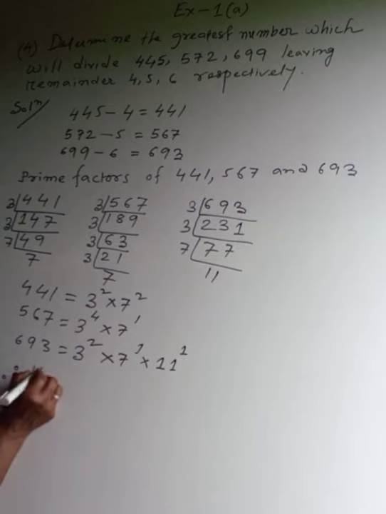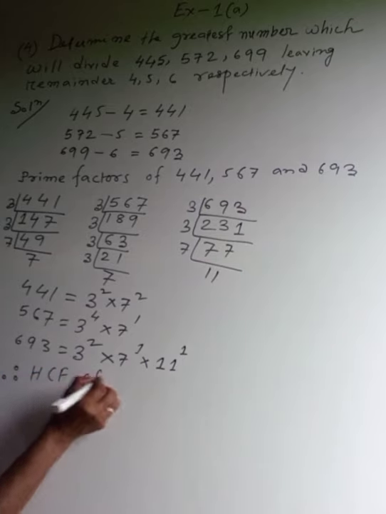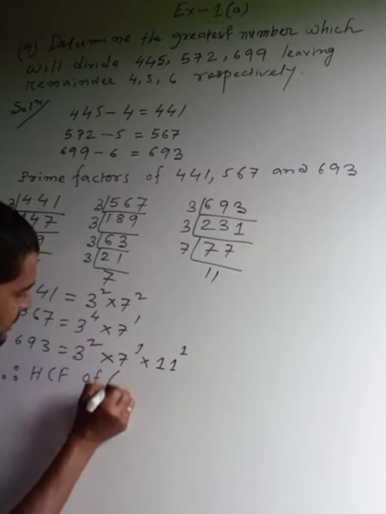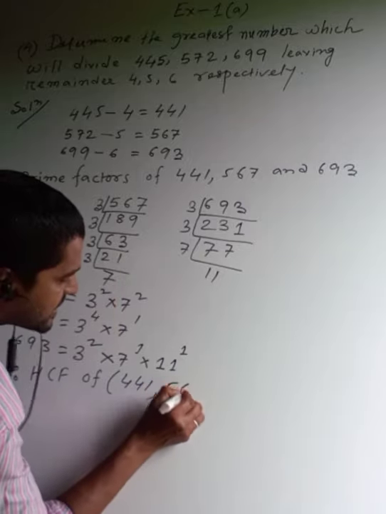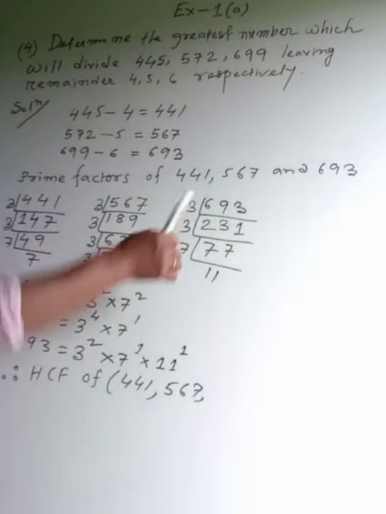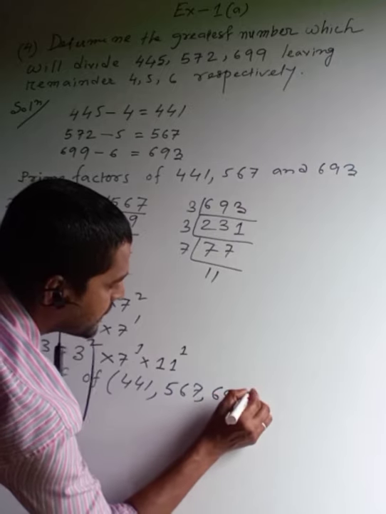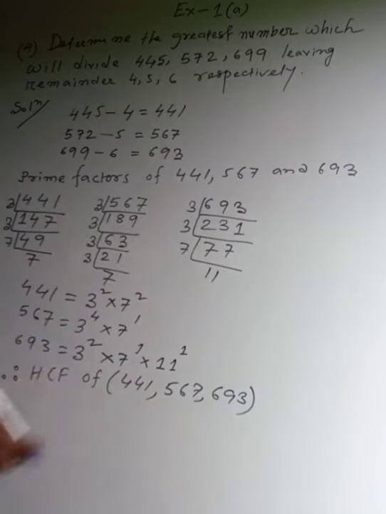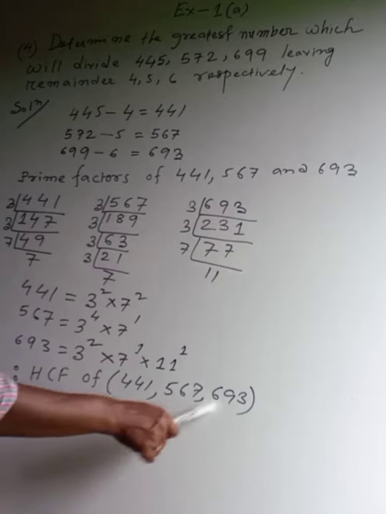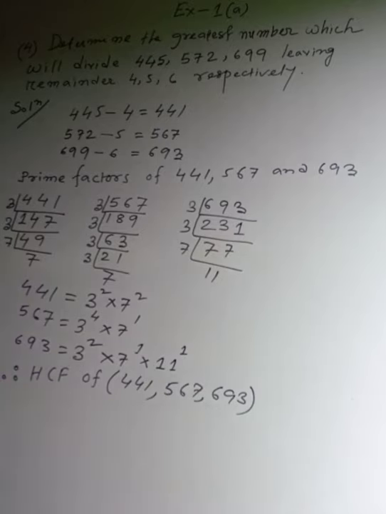Therefore, HCF of what is the number? First one is 441, second one is 567, third one is 693. HCF of 441, 567, 693 is equal to. How can we find HCF? Very interesting thing you have to understand.